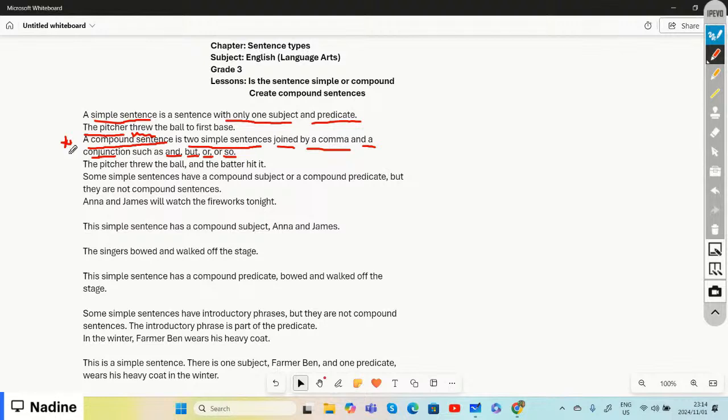And if we look at an example of a conjunction, it says: the pitcher threw the ball and the batter hit it. If we were to break down that sentence, the pitcher is one subject, the batter is the other subject, and threw the ball or hit it, depending, is the predicate.